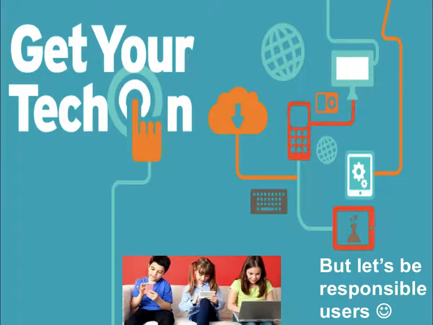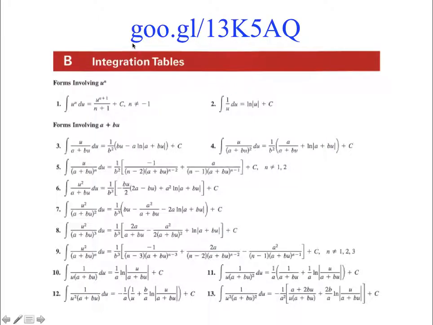So this is 8.6, and you're going to need to use your iPad to access a PDF. If you type this URL into Safari, what you'll come up with is a PDF full of integration tables. In this section, we're going to use these integration tables to find antiderivatives.